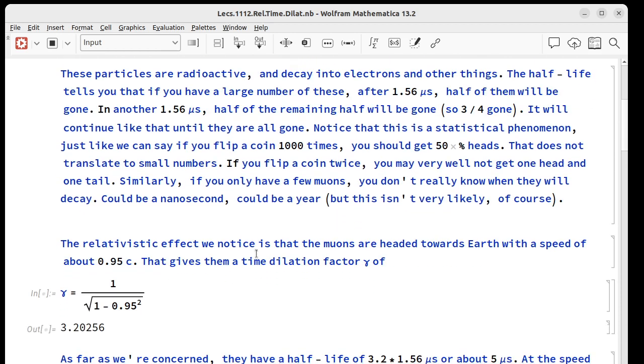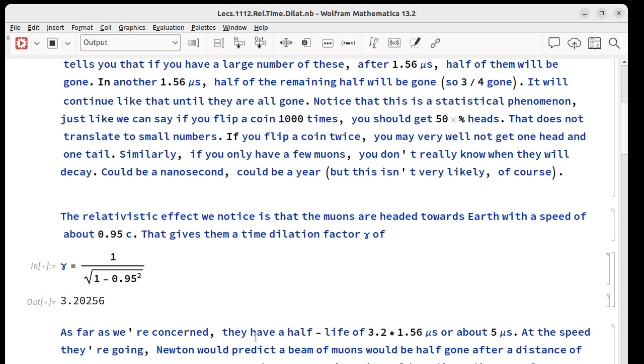So the relativistic thing that we notice is we say these muons are moving very fast, so those clocks are slow. And when we put their speed in for this gamma factor, we say, okay, 1 over square root of 1 minus 0.95 squared, all that gives us a gamma of 3.2. So what that means is we say their clocks are moving at 1 over 3.2 the speed of ours, so about 30% as fast as ours. So that means we expect their half-lives to go from 1.56 microseconds to 3.2 times that, or about 5 microseconds.